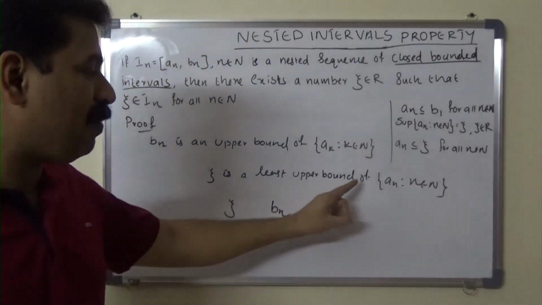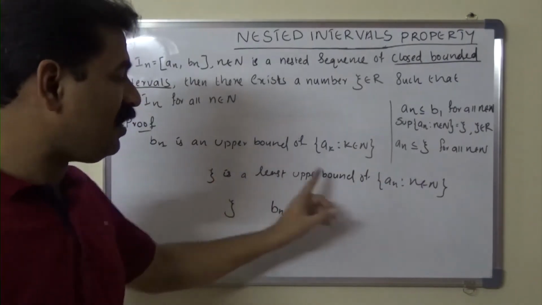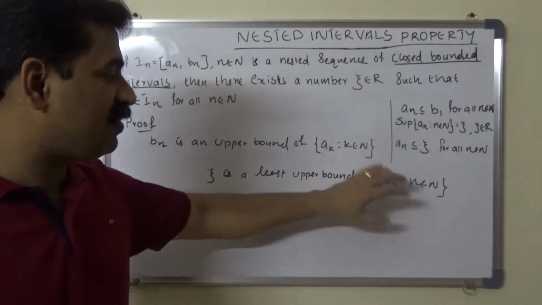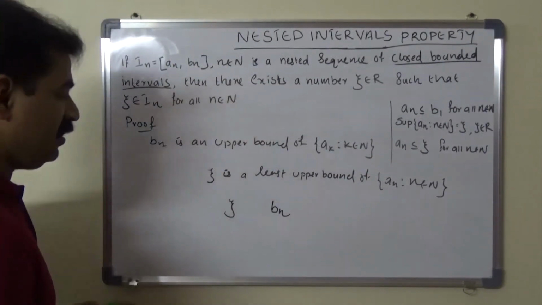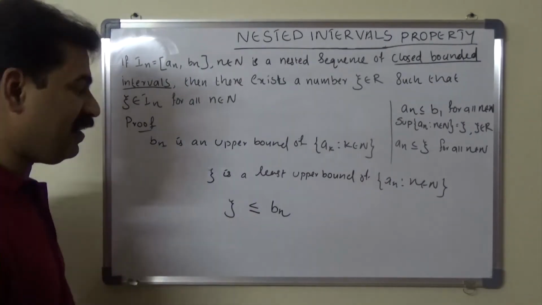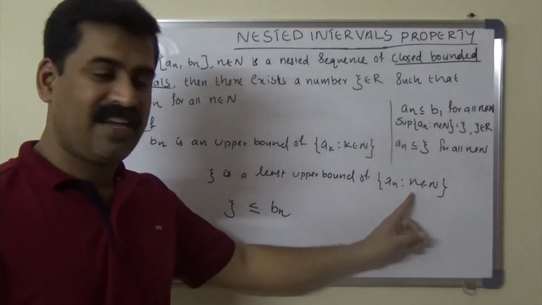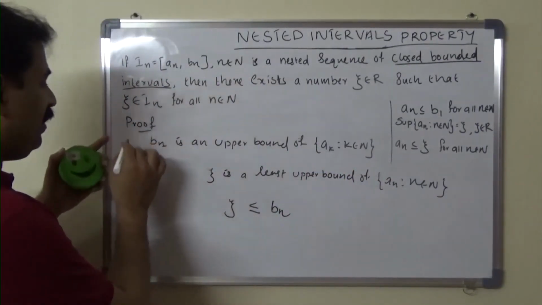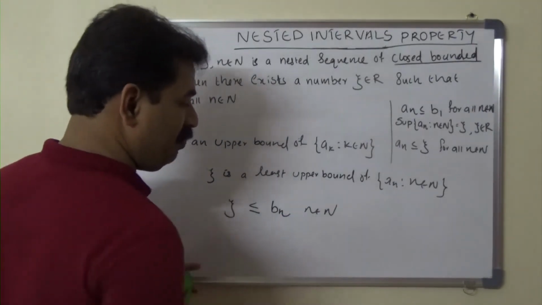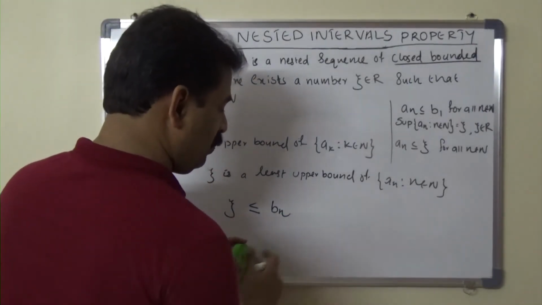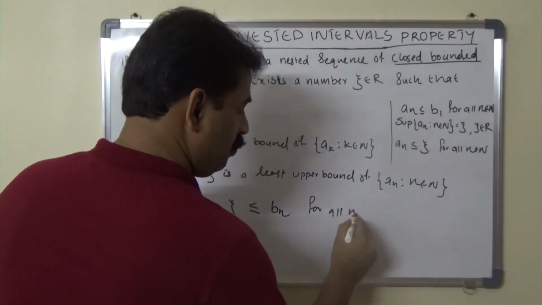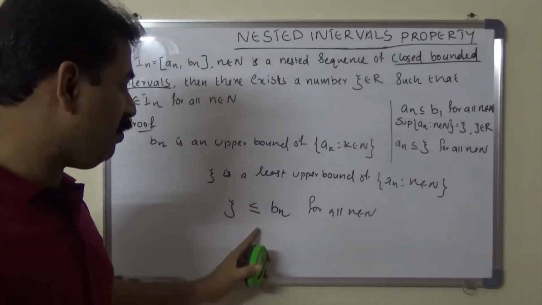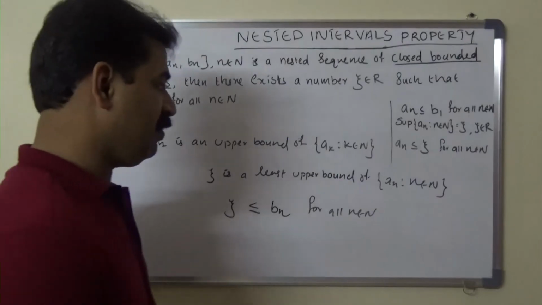Xi is the least upper bound of this collection. B_n is an upper bound of this collection. These two sets are equal. Then we can say that Xi is less than or equal to B_n for every n belonging to N, because here B_n is an arbitrary element. So Xi is less than or equal to B_n for all n belonging to N.